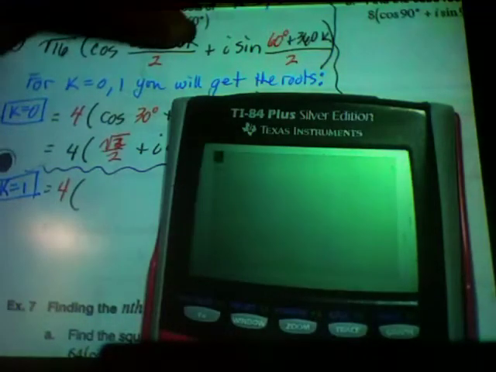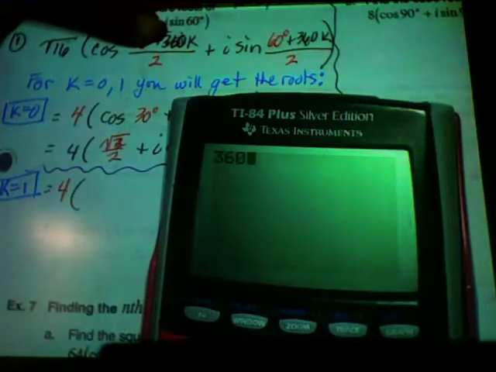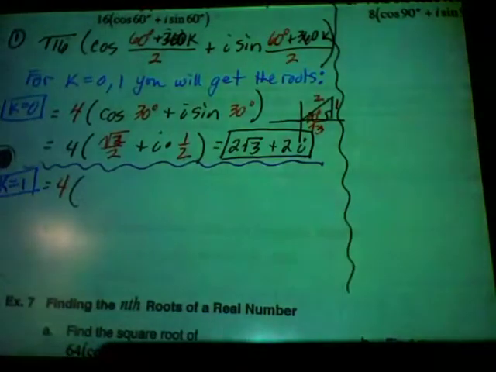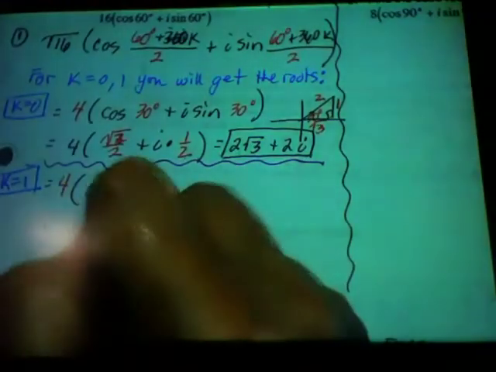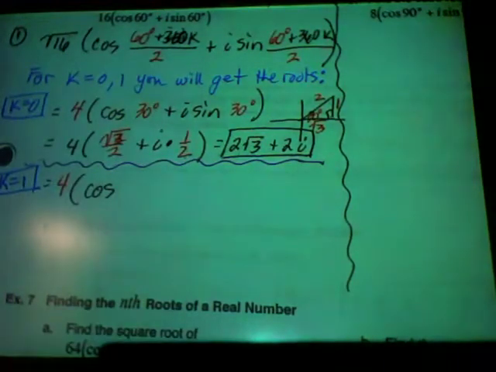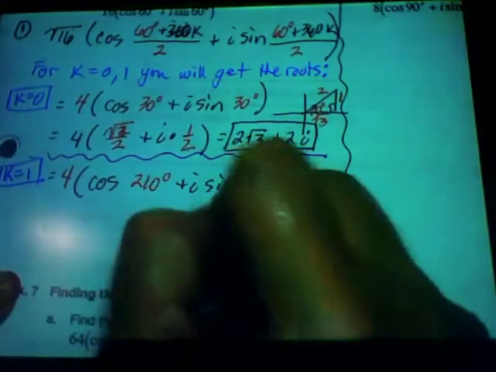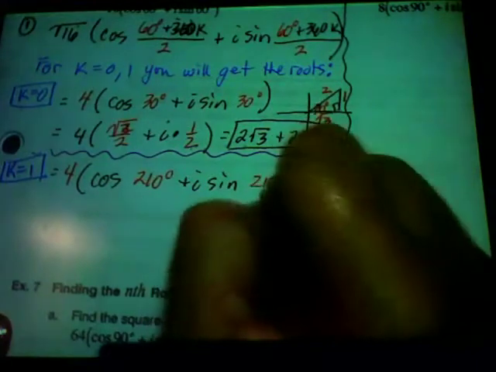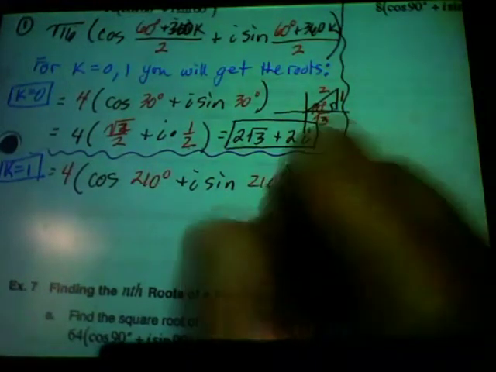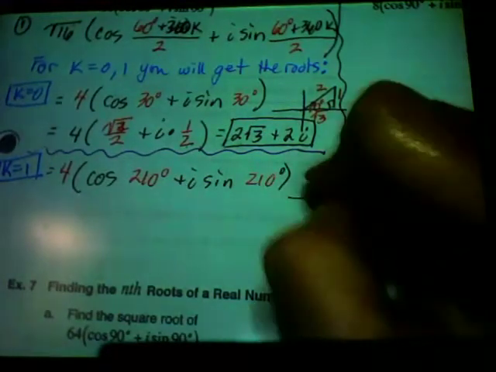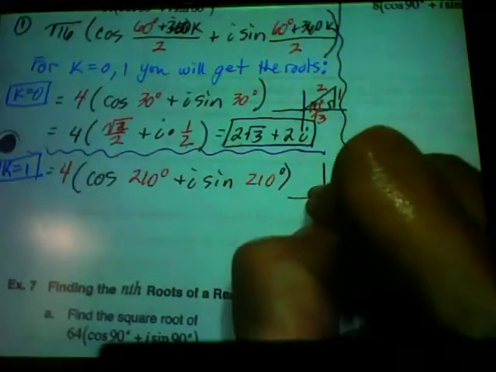So 1 times 360 is 360. 360 plus 60, 420 divided by 2, right? So 210. So we get the cosine of 210 plus i sine. I don't have to do it again, it's still 210, right? So figure out where 210 is, what quadrant? Second quadrant, right? Oh, no, sorry, third quadrant. Oopsie poopsies.